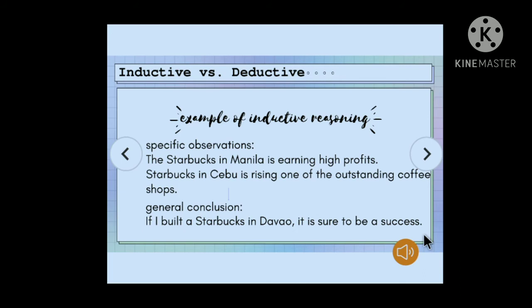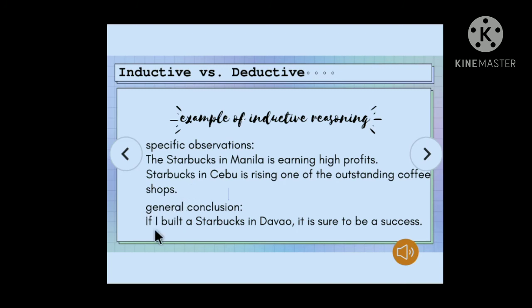After having their definitions and representations, we will now have an example of them. The first example that we have here is an inductive reasoning. As I've said earlier, inductive reasoning begins with a specific observation and ends up in a general conclusion. The specific observation that we have here is that the Starbucks in Manila is earning high profits. The Starbucks in Cebu is one of the rising outstanding coffee shops.